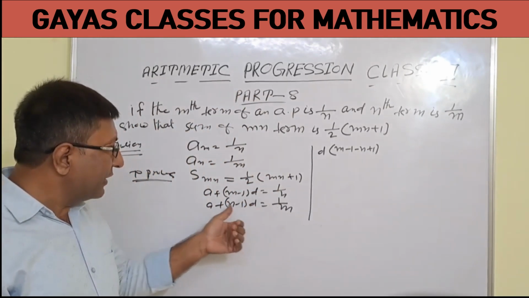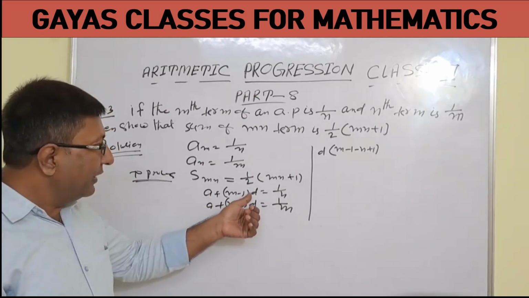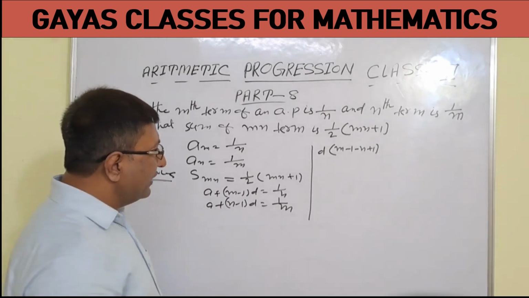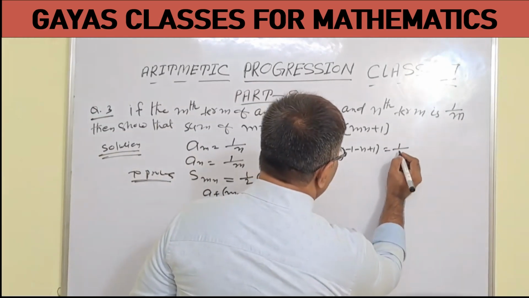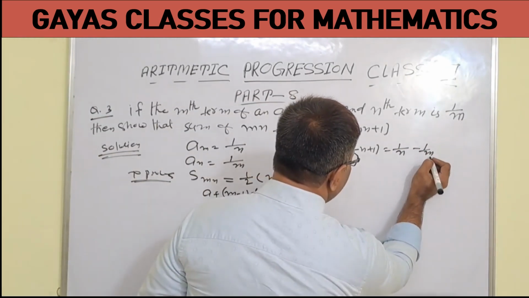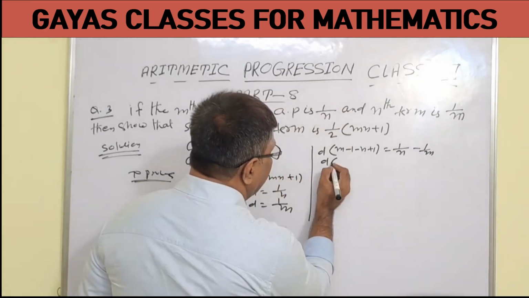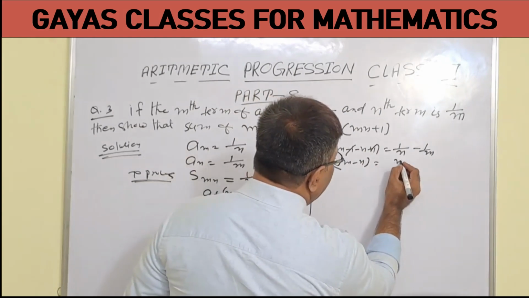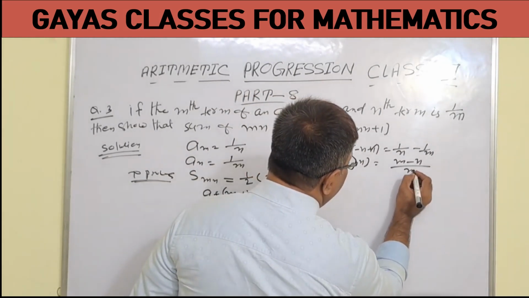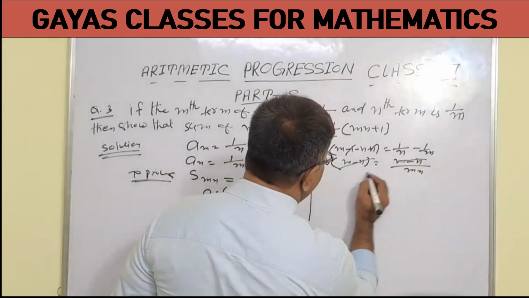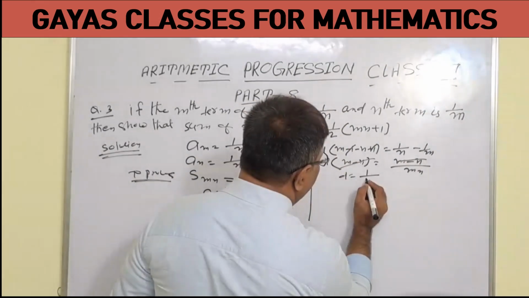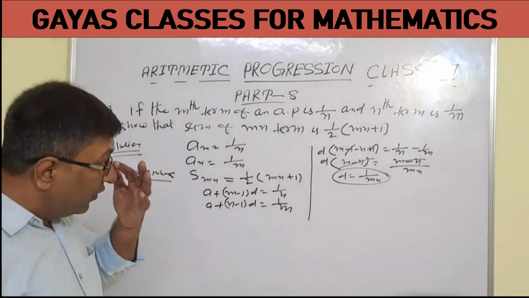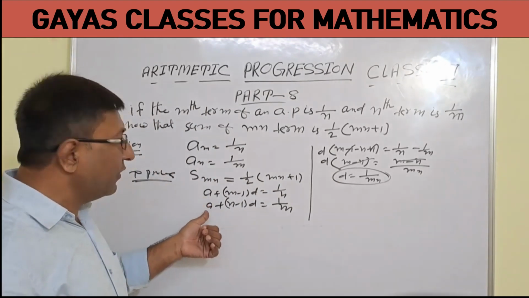So first minus second, a minus a is 0. Here d is common, so m minus 1 minus n plus 1. And this equals what? That is 1 by n minus 1 by m. So we can write d into m minus n, and here also m minus n by mn. So this cancels out. So d equals what? 1 by mn. Right? Now you can put this value of d in the first or second equation.